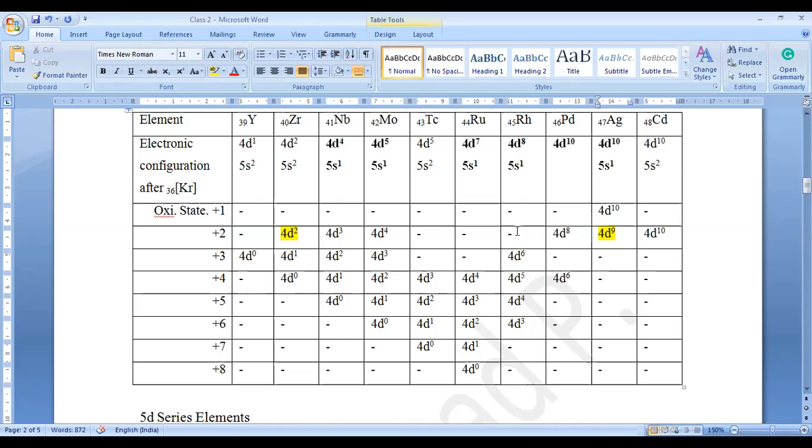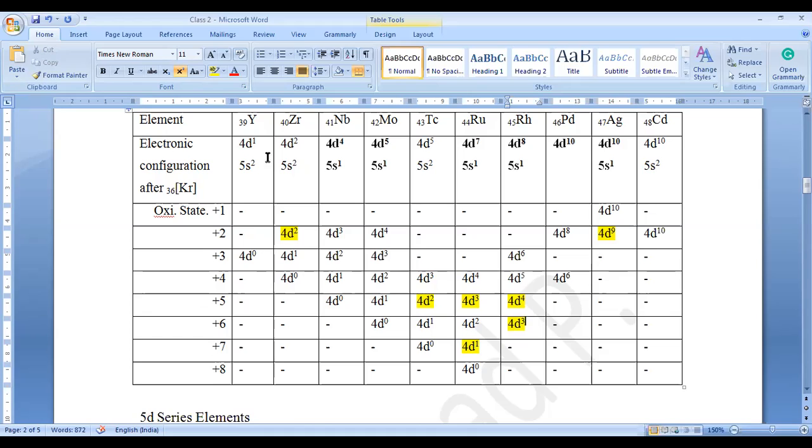Then technetium also, 4d3 is stable, 4d2 is not that stable a configuration. And in case of ruthenium, d4, d3: d3 is not that stable a configuration. Even d1 is also not a stable oxidation state. In case of palladium also, d4, d3 is not that stable a configuration or oxidation state.